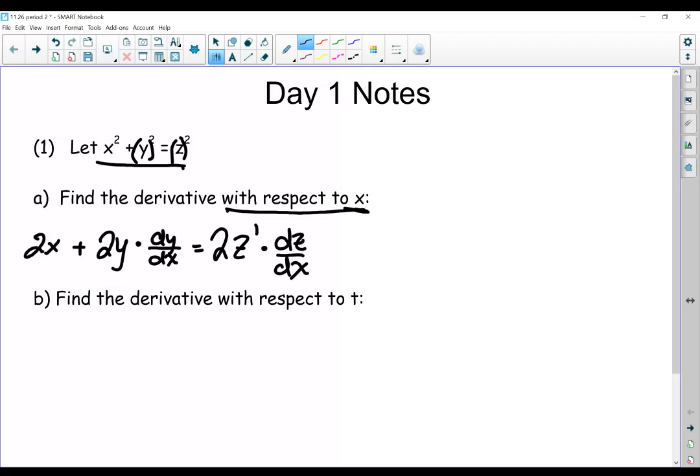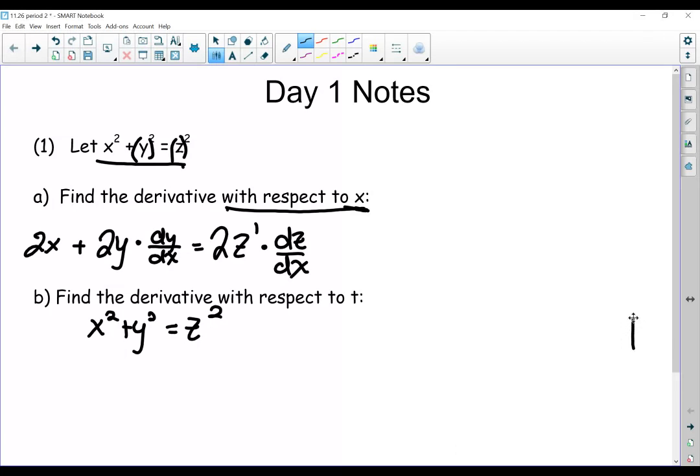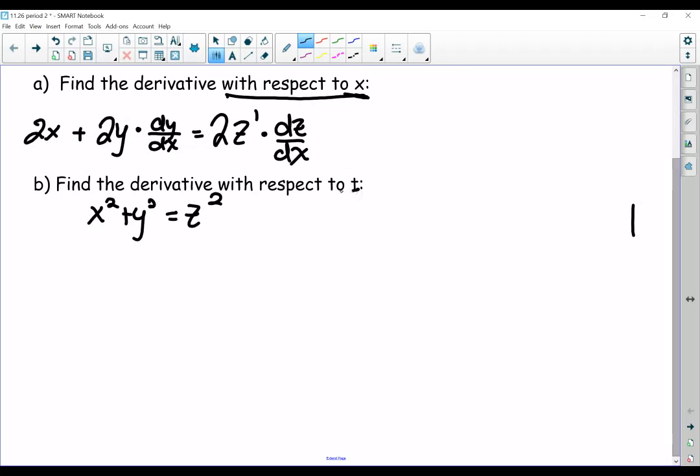Now, let's say I wanted to take this same relationship that I started with, but now I want to take the derivative with respect to time. Notice that there is no t in my equation, which tells me that each of these variables is a function of time, kind of like in a parametric situation. So when I take the derivative here, all of these variables are considered functions of time.